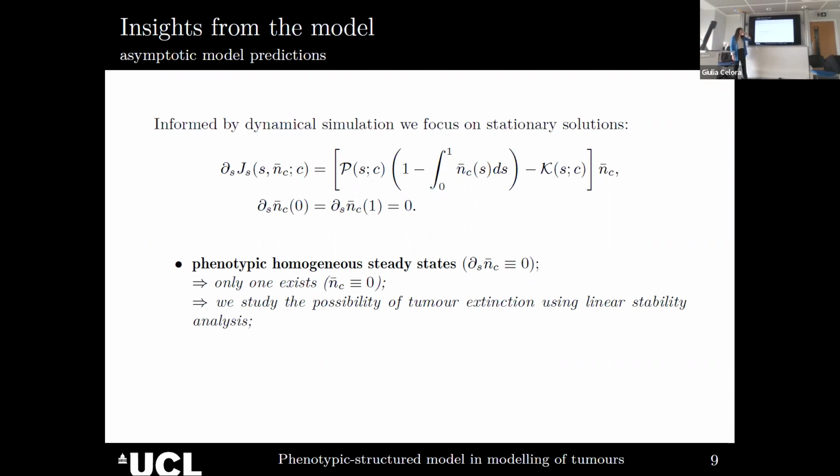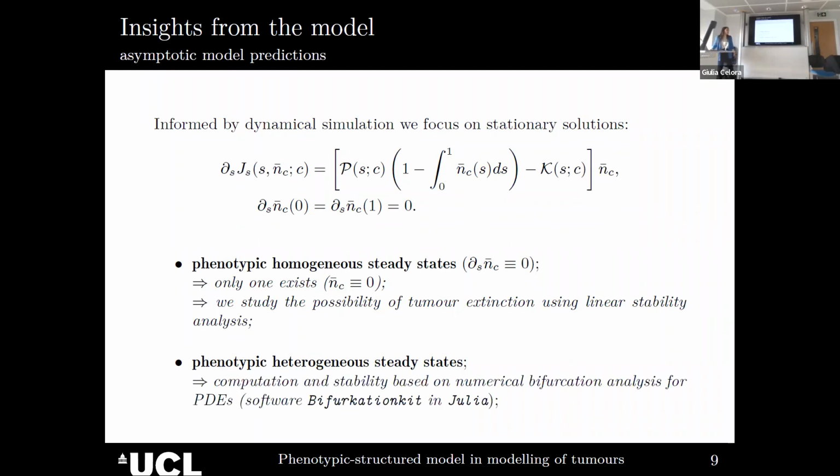And we can use linear stability analysis to try and understand when extinction of the tumor would be possible. So when the tumor would go towards this trivial steady state. And then we also have phenotypic-heterogeneous steady states, where there is a dependence on the phenotypic axis. And here we can't really do much analytically because of the form of the equation, but we can compute numerically both how these solutions look and also their stability by using something called numerical bifurcation analysis. In particular, we use BifurcationKit in Julia, which is really good. I really recommend it if you want to study stationary solutions.